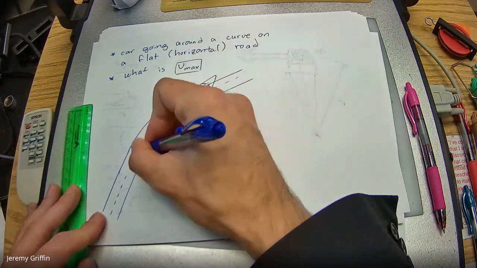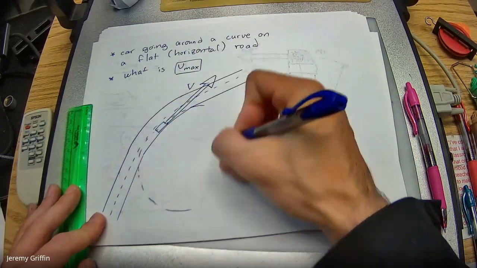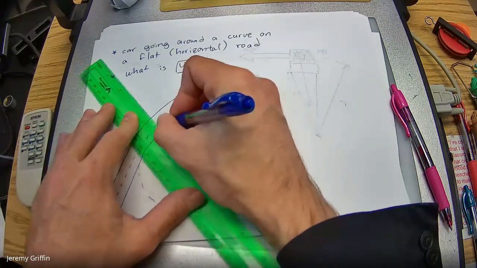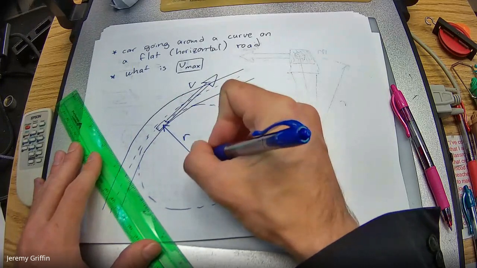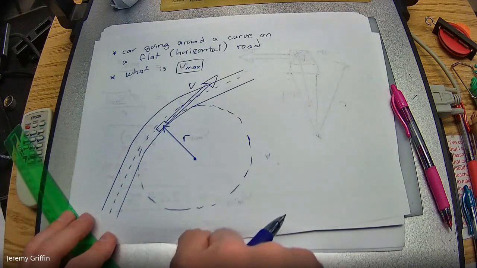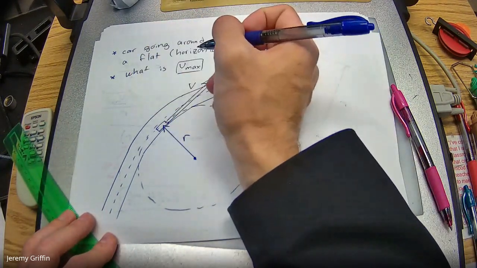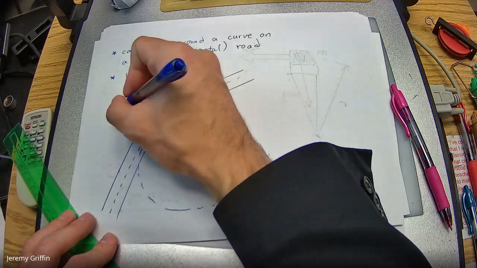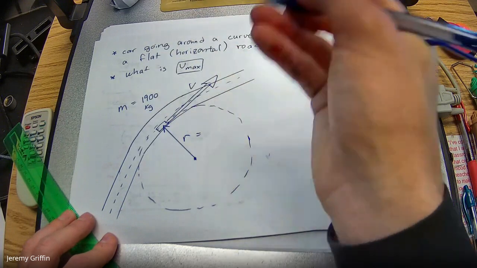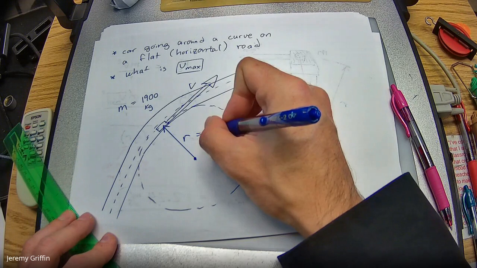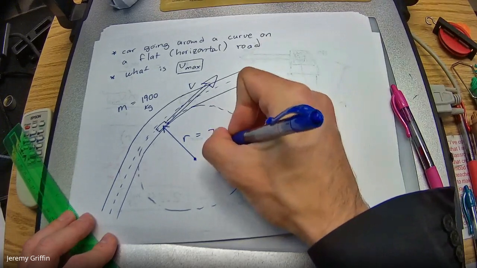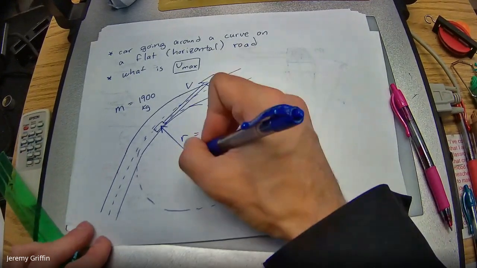Got this radius of curvature. Here's what the circle would look like. There's an associated radius of curvature. Call that R. Hey, look how R and V are perpendicular to each other. You guys see that? Perpendicular. And maybe you know the mass of the car. Maybe I need to give you these numbers too. Let's call the mass of the car 1,900 kilograms. Let's call the radius 70 meters, radius of curvature.